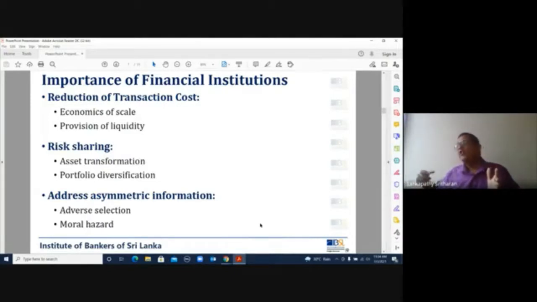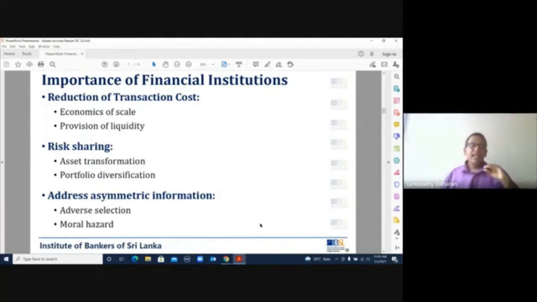So even though one or two customers are not repaying, that risk can be charged to other people. So the risk sharing mechanism is taking place, and portfolio diversification and asset transformation come under that risk charge. And the third one is addressing the asymmetric information.